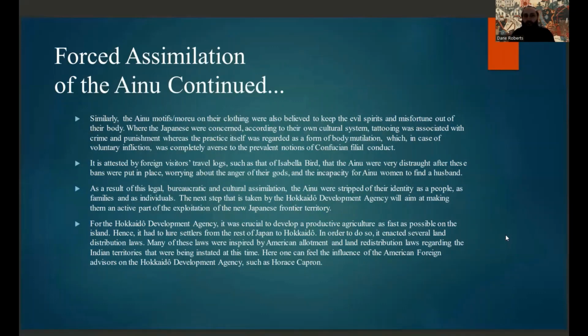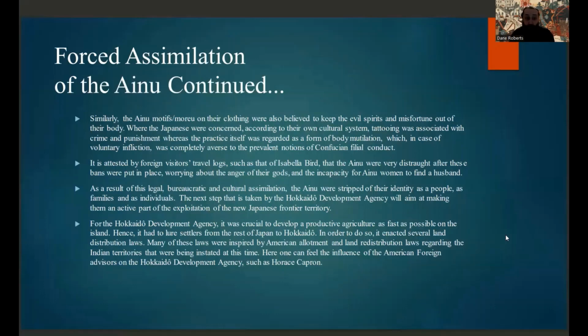It is also attested by foreign visitors and in travel logs, such as those of Isabella Bird, that the Ainu were distraught by these bans that were put in place, worrying about the anger of their deities and the incapacity for women to find a husband. As a result of this legal, bureaucratic, cultural assimilation, the Ainu were stripped of their identity as a people, and then the next step by the Hokkaido Development Agency was to make them an active part of the exploitation of the Japanese frontier territory.